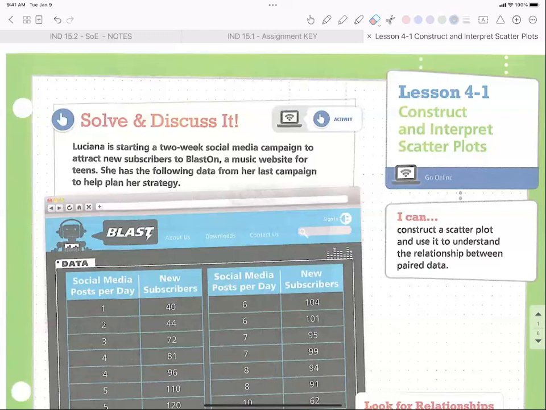Go back to your notes. It's in there. Yeah, the notes we just took. It's on page 221 at the top under example 2.